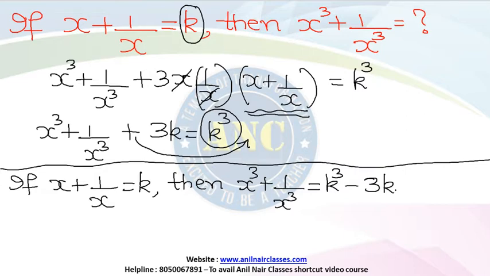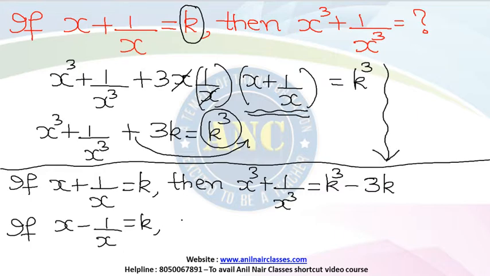If x plus 1 by x is equal to k, then x cube plus 1 by x cube will be equal to k cube minus 3k. Everyone should be very clear with this particular logic. Similarly, I will not do the second proof. If x minus 1 by x is equal to k, and you want the proof, do it in the same way like I did here. If x minus 1 by x is equal to k, then x cube minus 1 by x cube will be equal to k cube plus 3k.